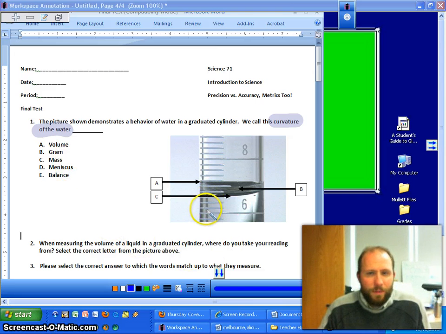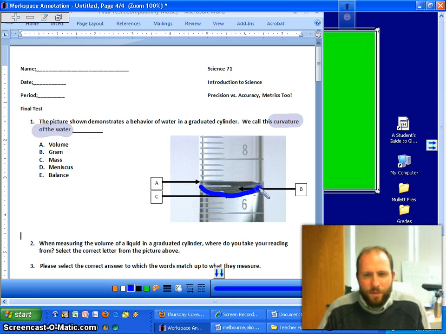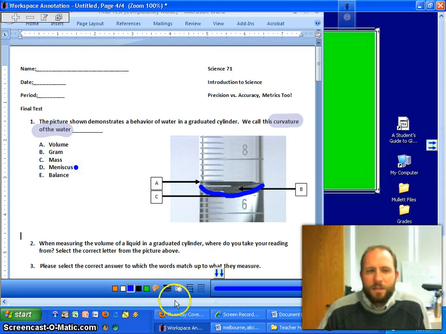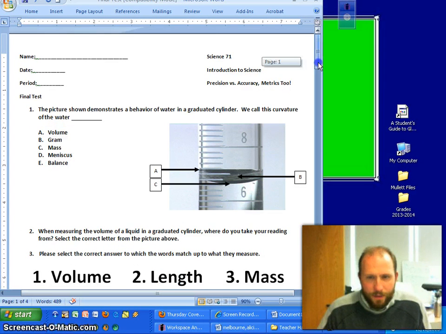Really kind of easy. We're asking for a curvature, and so this word right here, this line, if you will, is something that we do find in our knees. We find them in graduated cylinders. This image, this curvature, we call the meniscus. And so the meniscus is the best answer for this question. Alright, scrolling on down here.